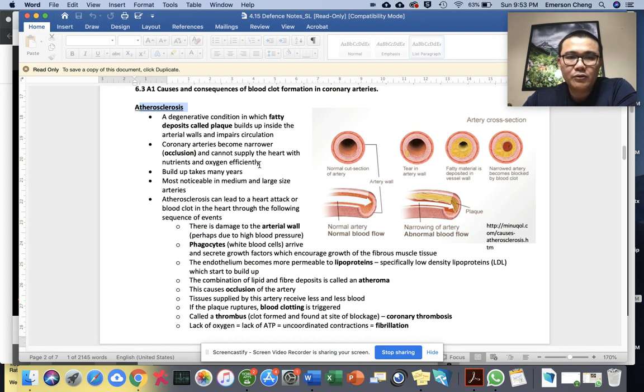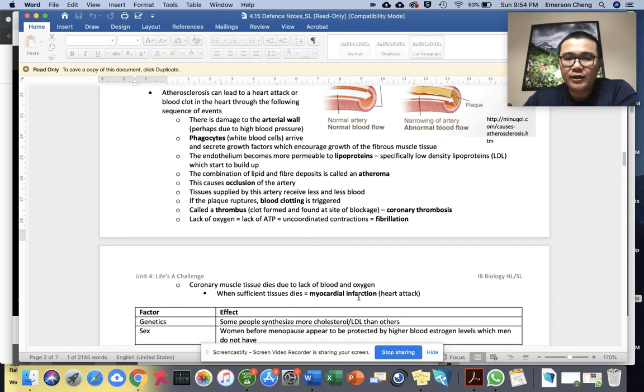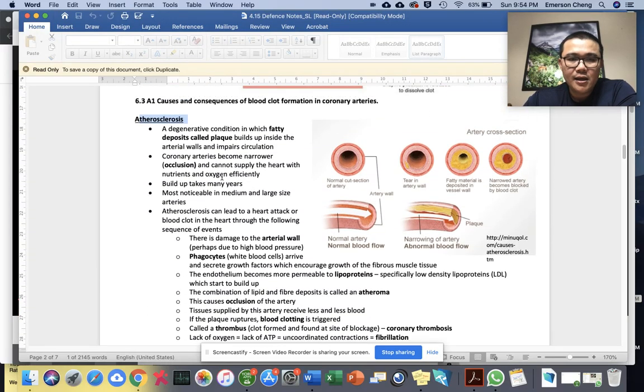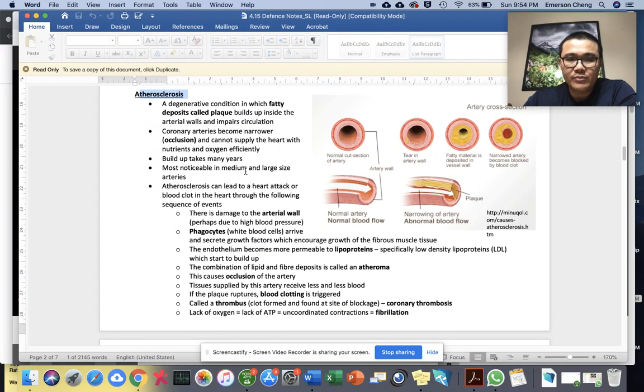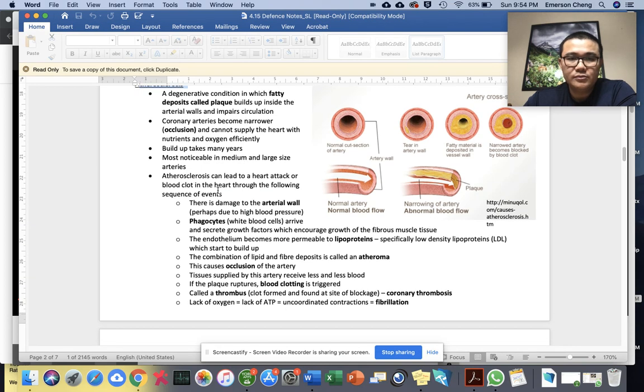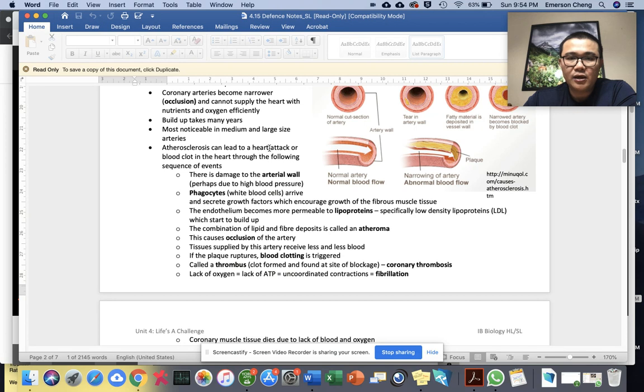It is becoming narrower. We talk about the coronary blood vessels. If it cannot supply blood, that can lead to myocardial infarction, a heart attack. It takes a long time, and involves multiple medium and large sized arteries. That's true. It can lead to a heart attack following the sequence of events. So the video talked about all these sequences of events already. They talk about the high blood pressure, damage to the arterial wall. They didn't talk about smoking and the other stuff. That's knowledge for you, not necessary for tests.